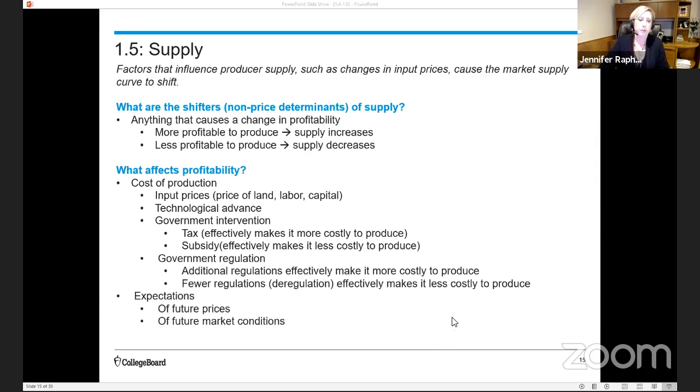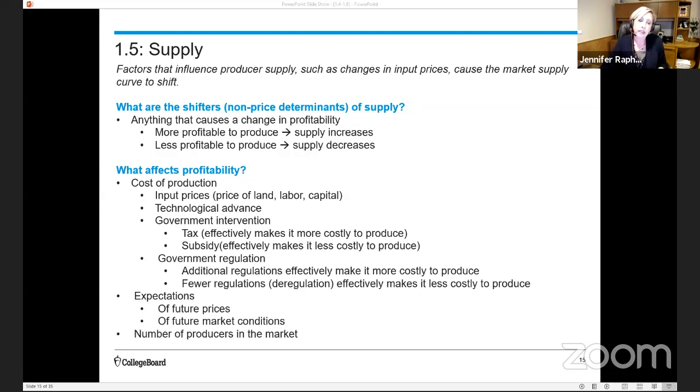Expectations are an important input in firm decision making. Expectations of future prices and expectations of future market conditions are also going to affect producers' willingness to supply at every price. If you're a producer and you think you're going to get a higher price for something in a couple of months, you're going to cut back on the amount you're bringing to market today. There'll be a decrease in supply today. If you expect the economy to get better in the future and people to be buying more, and you expect prices to be higher as a result, then you're going to cut back on the amount you're selling right now. And the reverse is true as well.